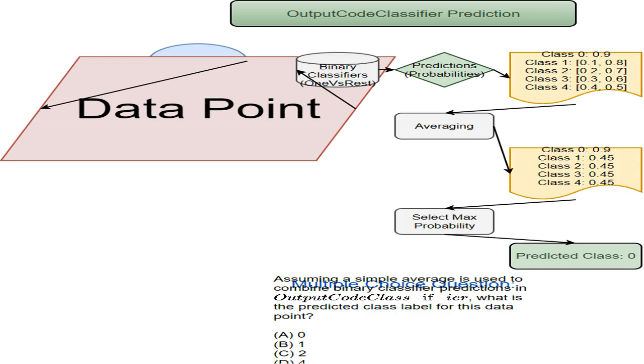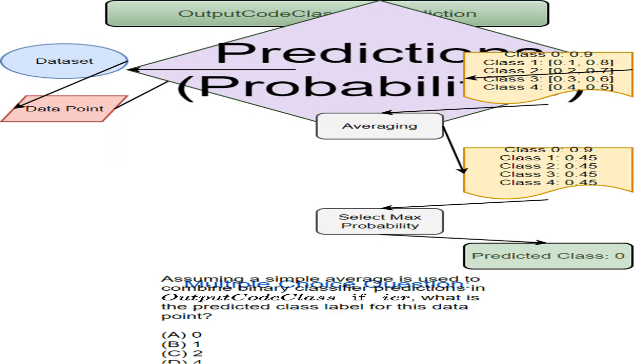This row shows the predicted probabilities for each class. Each class has two probabilities because we're using two binary classifiers internally. This is a key piece of information needed to answer the question. These are the actual probabilities given by the two binary classifiers for each of the 5 classes, 0 through 4. Notice that each class has two probability values. We need to average these to get a single probability for each class.